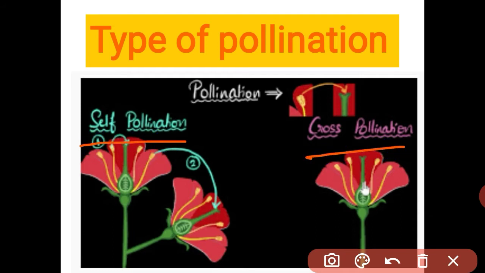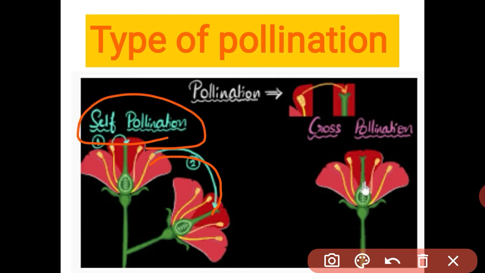Self pollination means the pollen grain is transferred from the anther to the stigma in the same flower. Otherwise, the pollen grain is transferred from the anther to the stigma in another flower but in the same plant. This process is called self-pollination. It does not require any external agent to transfer the pollen grain from the anther to the stigma.